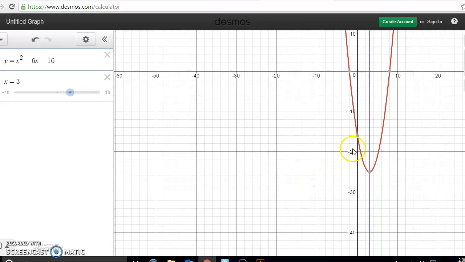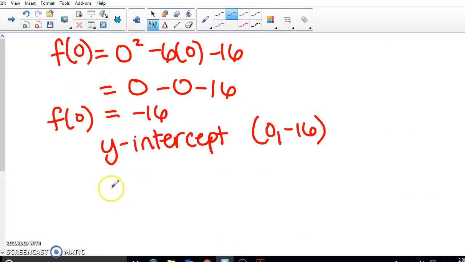Alright, so now if we want to find the reflection, we want to know what's on the equal side. So here our x-coordinate is 0, and our line of symmetry is at x equals 3, so the reflection is going to be 3 on the other side. So 3 plus 3 is 6, so our reflection point is going to be 6, negative 16.